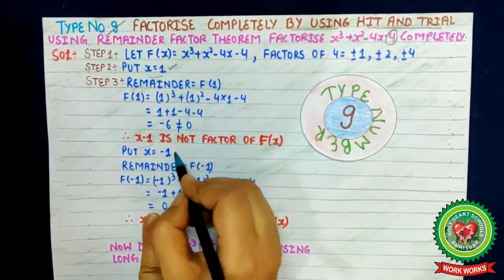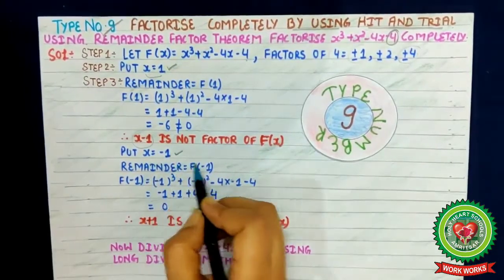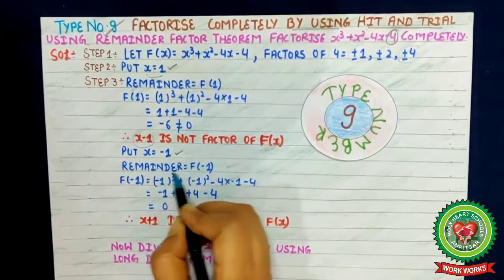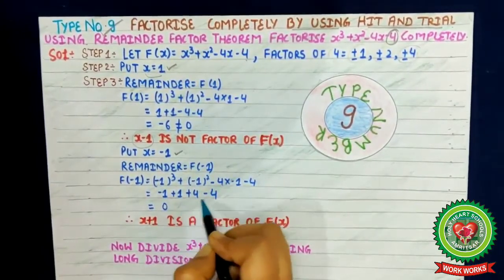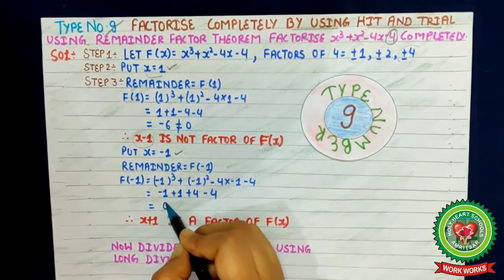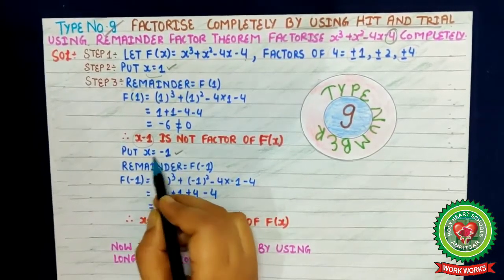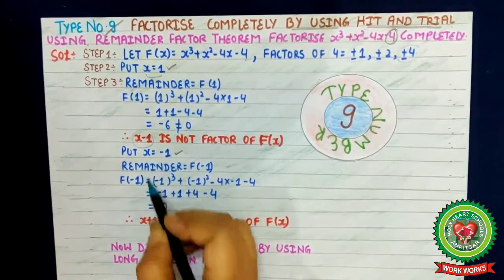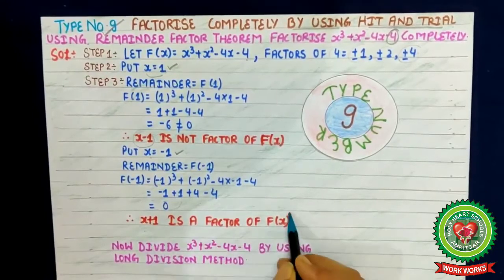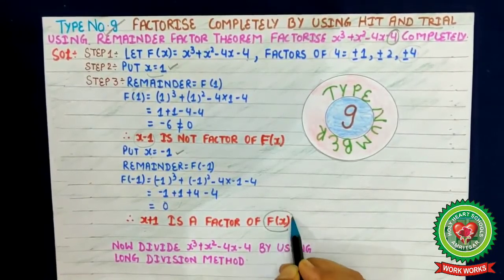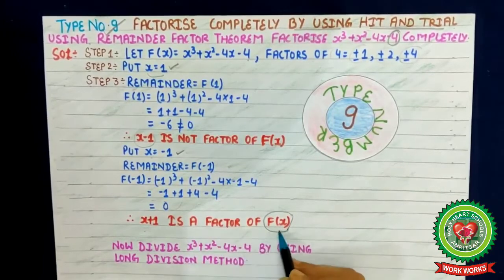Now we will check for x equals minus 1. So put x equals minus 1. What will be the remainder? f(minus 1). So here we have solved and we have got the remainder as 0. So what is the factor? x plus 1. This minus 1 will come to this side and it will become x plus 1. Therefore x plus 1 is a factor of f(x). This is the first part, that we have found the factor.